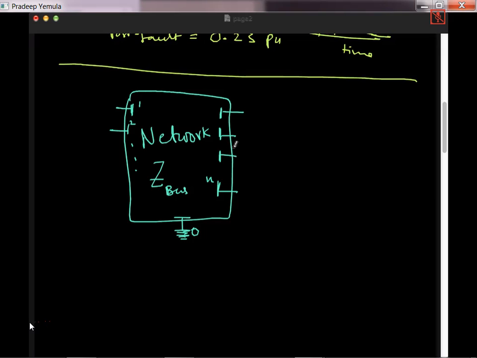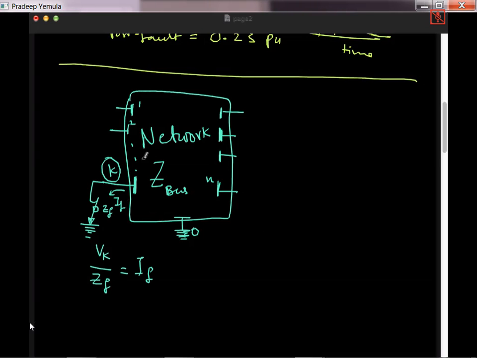Now you select a particular bus. Let's say this is bus K. At bus K there is a fault, and that fault is connected to the ground. The fault impedance is ZF. So what is the current flowing out of this bus? Whatever was the Vk before the fault, divided by Z fault, will be the I fault. But here I have to use the minus sign because the fault current will be going out of the network. This is the I fault.